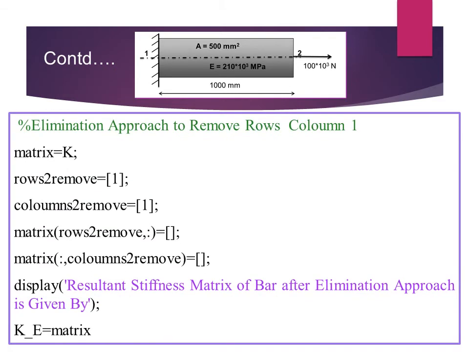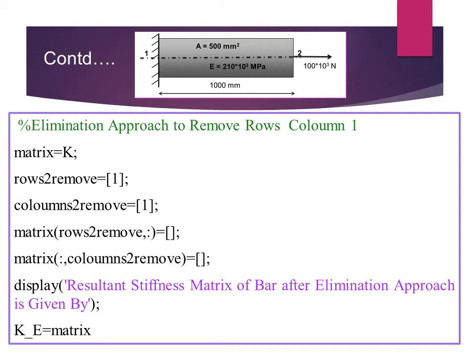Next is the elimination approach to remove row and column 1, because the first end is fixed, and for that I have to modify the stiffness matrix also in the MATLAB program. Now I am considering the stiffness matrix equal to a matrix, and I am using an inbuilt function, rows to remove and columns to remove, and I am giving them in matrix form, that is which row we have to remove, that is the first row.